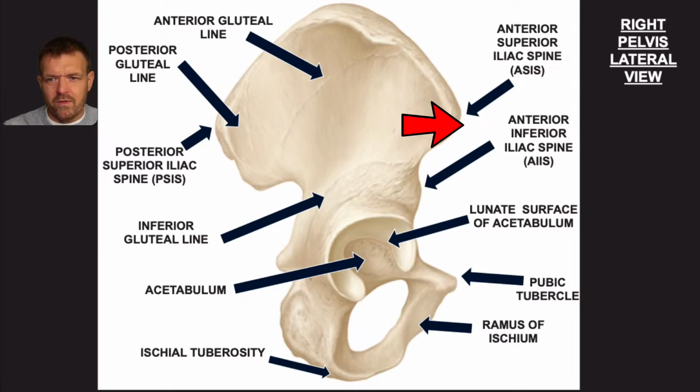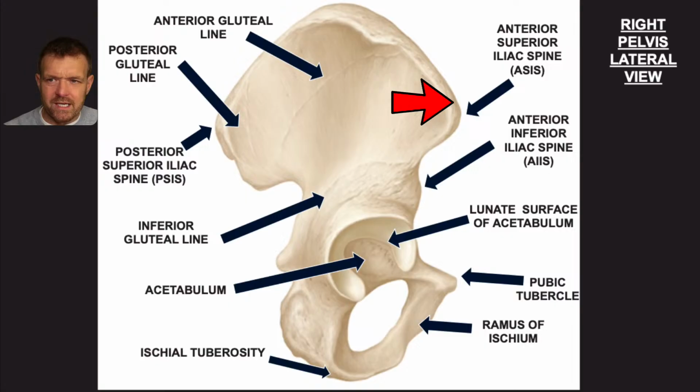That one's quite important. And this one at the back is important as well. This is the PSIS, posterior superior iliac spine. So this is the knobbly bit at the back of the pelvis, the posterior aspect just here.